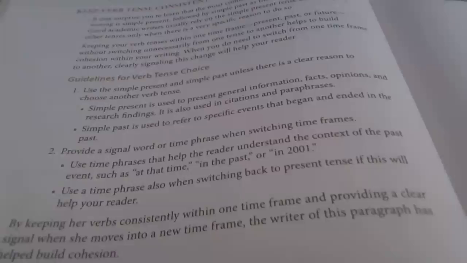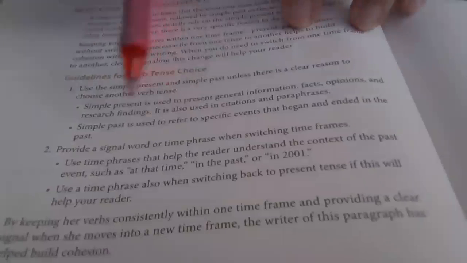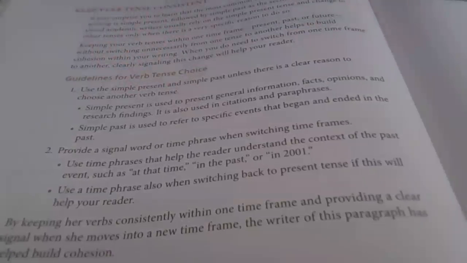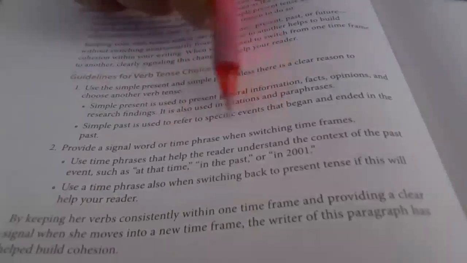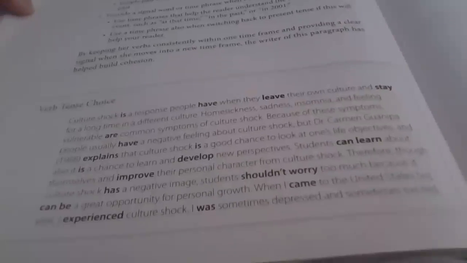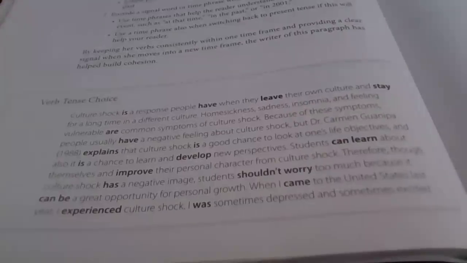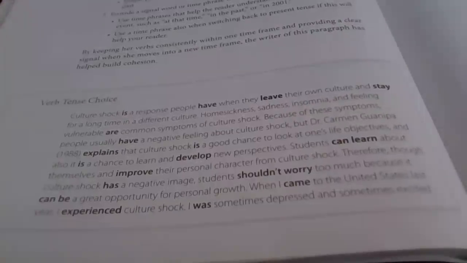We use present tense usually when we describe literature, books and such, because these books and poems still exist right now. And then we can use simple past to describe research that was done in the past. But if it's a fact, if it's still true right now, then you'll want to use simple present. Provide a signal word or time phrase when switching between time frames, otherwise your reader might get pretty confused. So here's an example paragraph with all the verbs in bold highlighted.